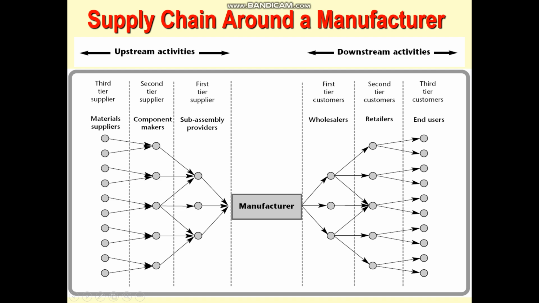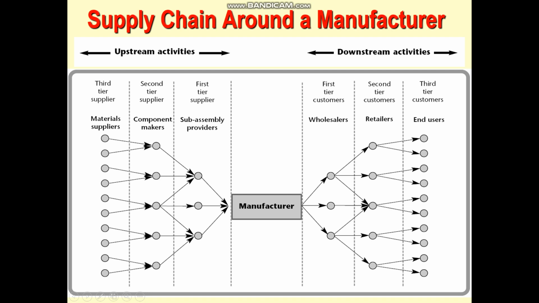manufacturer. And the next one is the second tier supplier. The second tier supplier is the one who provides the material and components for the first tier suppliers. So on and so forth, we will have n tier suppliers. For example, the third tier supplier is the materials supplier, the second tier supplier is the component maker, and the first tier supplier is the sub-assembly provider.